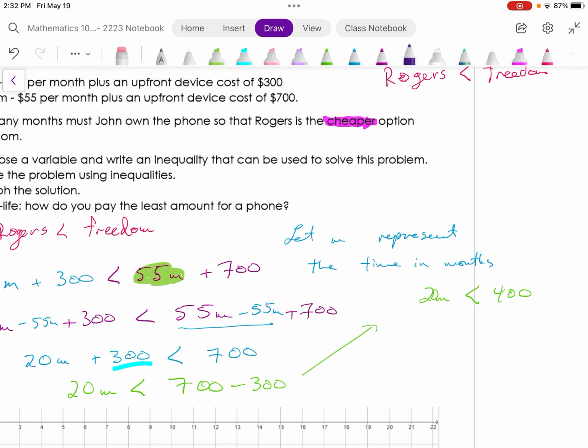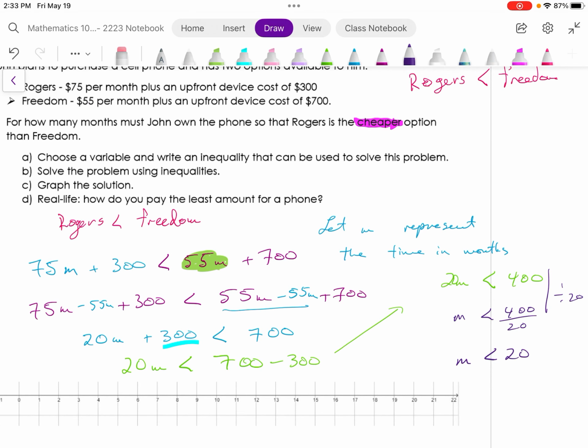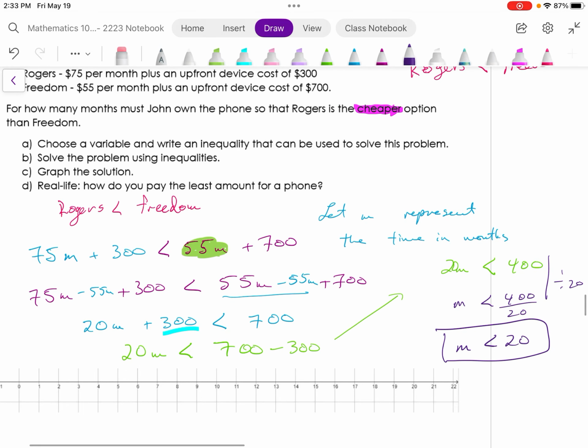If I divide both sides by 20, so 20m divided by 20, I'm left with m is less than 400 divided by 20. So here what I have is m is less than 20. So I solved the inequality. When is Rogers cheaper than Freedom? Provided that the months are less than 20.